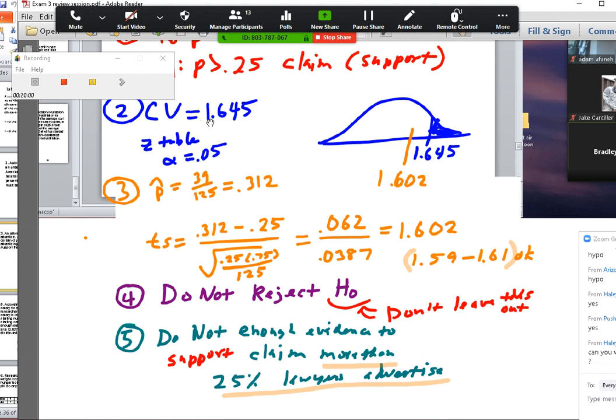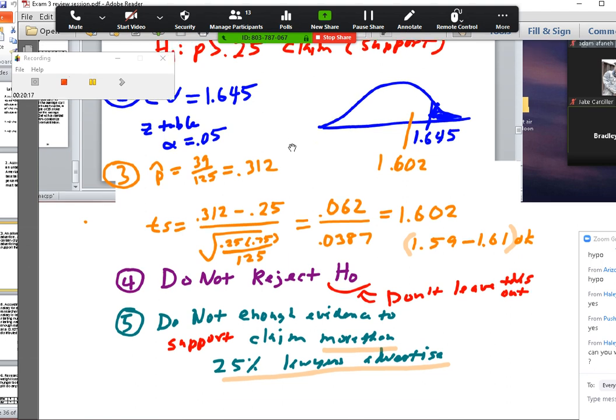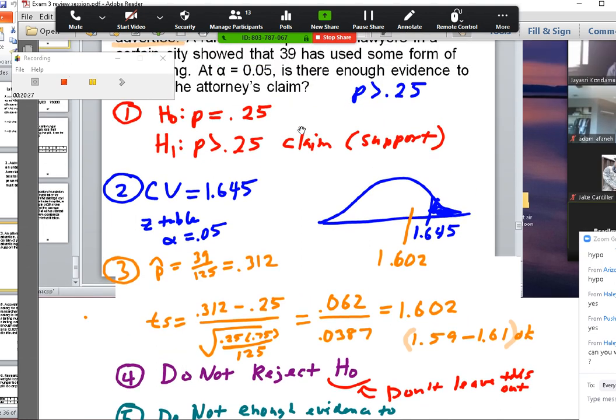Oh, so I've noticed that we're only doing questions that lead us to an answer like there is enough or there isn't enough evidence to support. Are we going to have anything on the exam that asks us to reject? Yes, you'll have one that will be reject, and the rest should be support. So the way we know if it's reject is when the H naught is the claim. Exactly.